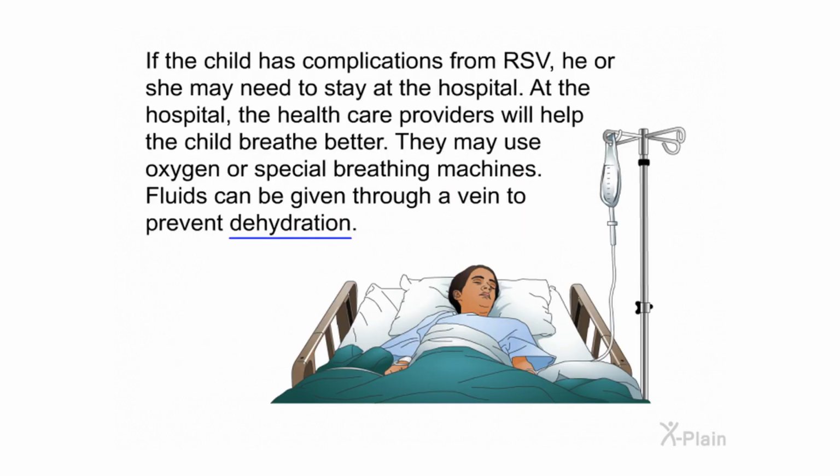Treatment. If the child has complications from RSV, he or she may need to stay at the hospital. At the hospital, the healthcare providers will help the child breathe better. They may use oxygen or special breathing machines. Fluids can be given through a vein to prevent dehydration.